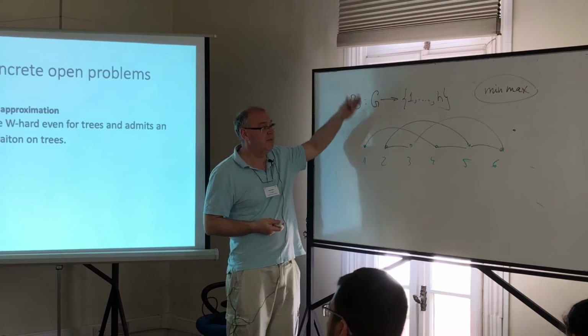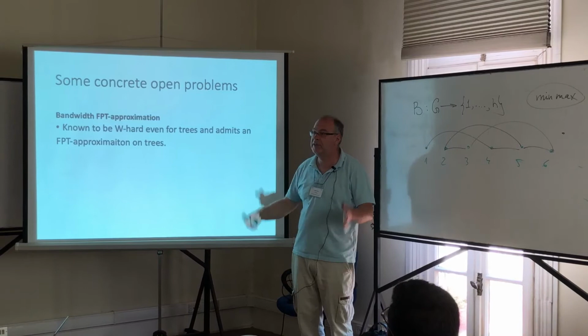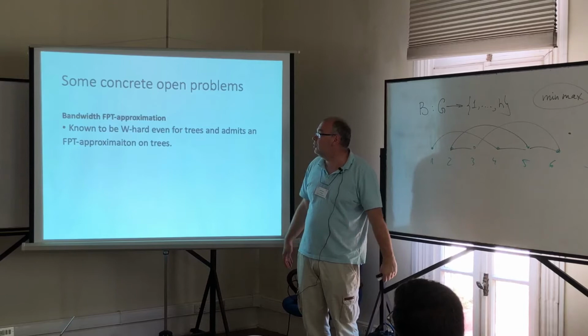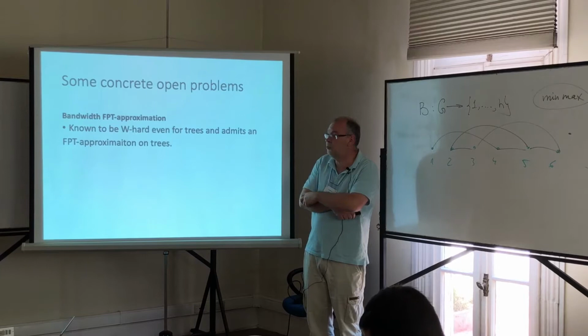Okay, so this is a problem, it's an unpleasant problem. So it's NP-complete even on trees, on a very special type of trees. And then also there's no good approximation at all. The problem is W[P]-hard, but surprisingly, there is an FPT approximation on trees.